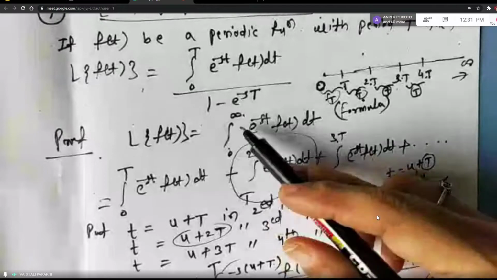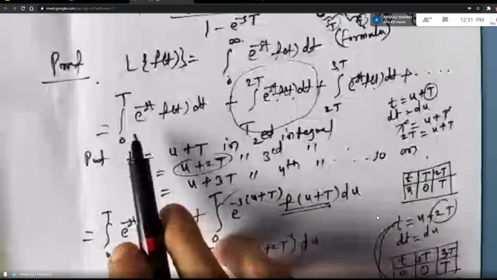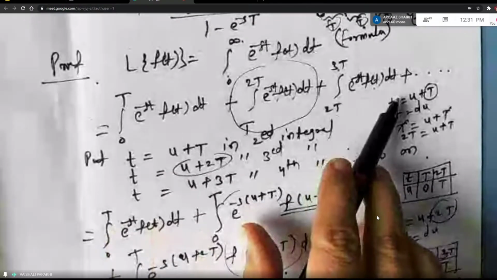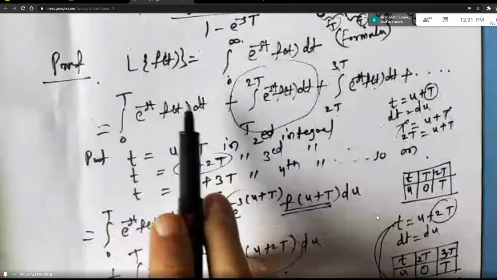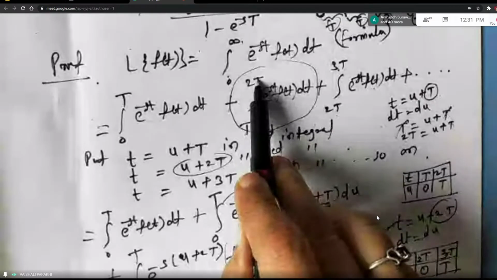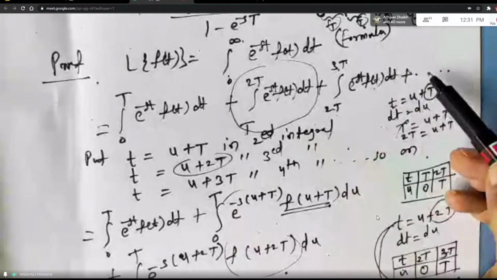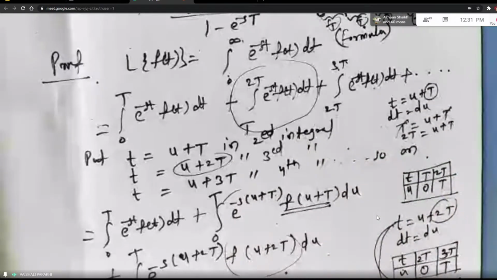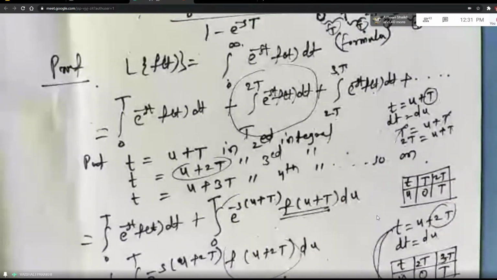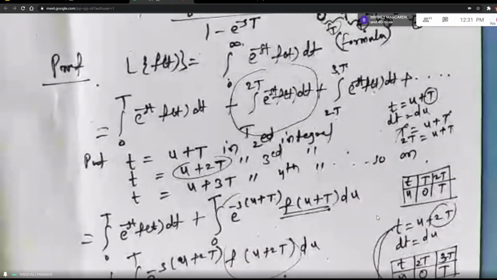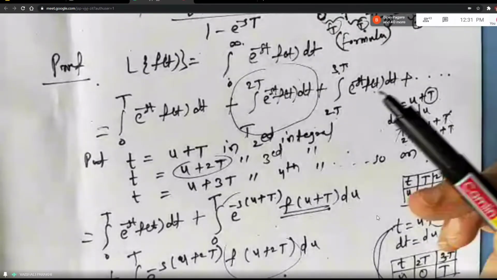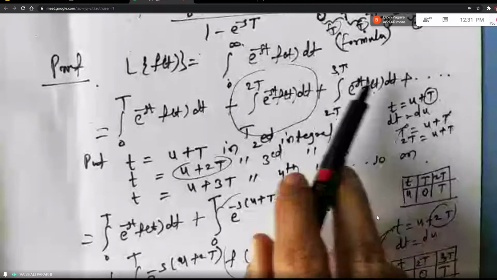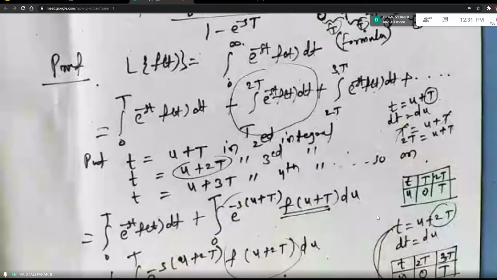So this main integral 0 to infinity is divided in different intervals, different integrals. First will be 0 to T, then T to 2T, then 2T to 3T, and so on up to infinity. We don't know where it will end because up to infinity it is. Okay, infinity means something which we don't know. All of you understood how the integral is split? Inside function, if you observe, it is same in all.